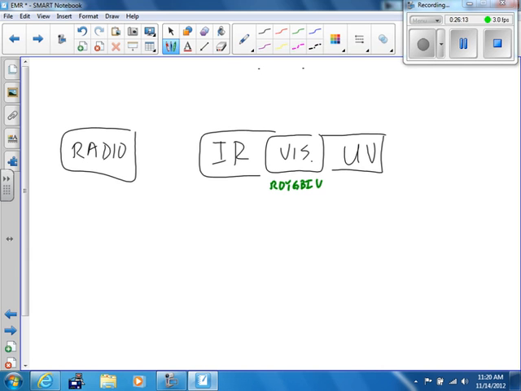Microwaves come next. Okay, microwaves don't sound nearly as dangerous. They don't sound nearly as bad as X-rays and gamma rays. So they're going to come on the left-hand side of visible light. Radio waves, microwaves, infrared, visible light, ultraviolet. We've got gamma rays and X-rays left now.